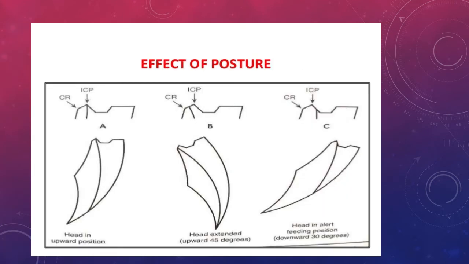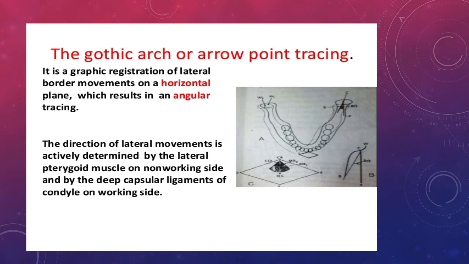Effect of posture. The Gothic arch or arrow point tracing is the graphic registration of lateral border movements in the horizontal plane, which results in an angular tracing. The direction of lateral movements is actively determined by the lateral pterygoid muscle on the non-working side and by the deep capsular ligaments of the condyle on the working side.